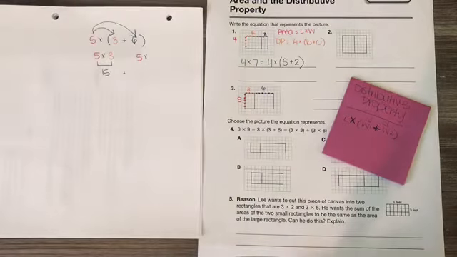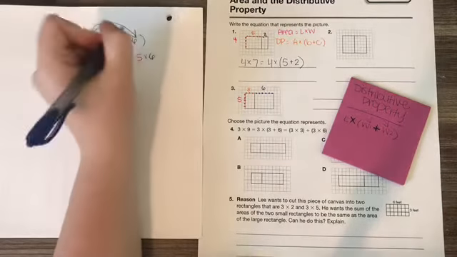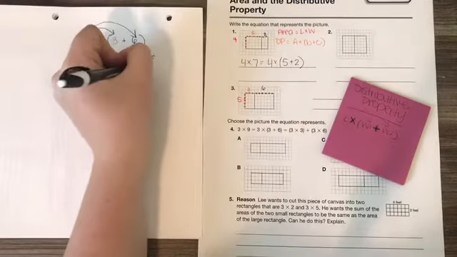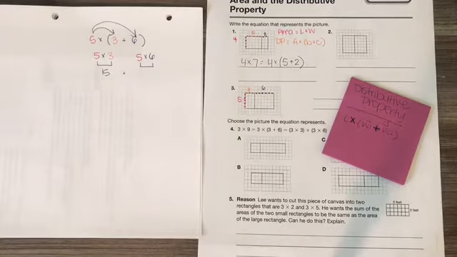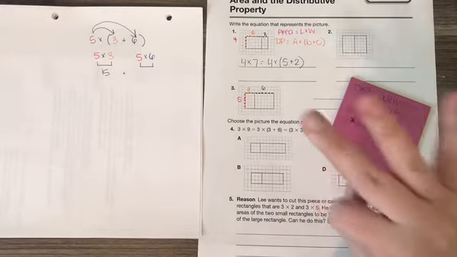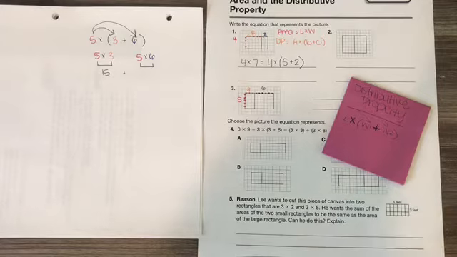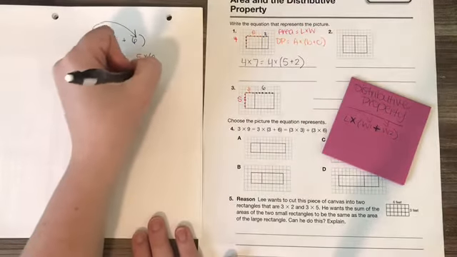What's 5 times 6? You should know this one. If you don't, count by 5s. What's 5 times 6? We have 5, 10, 15, 20, 25, 30. So 5 times 6 is 30.